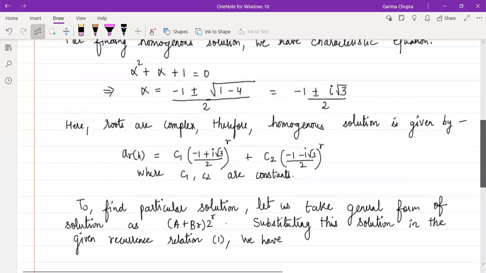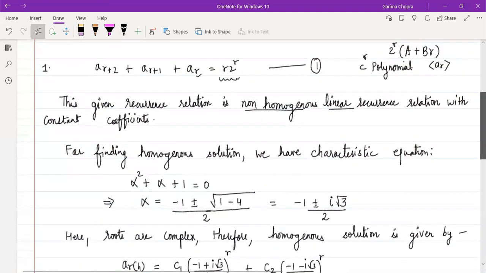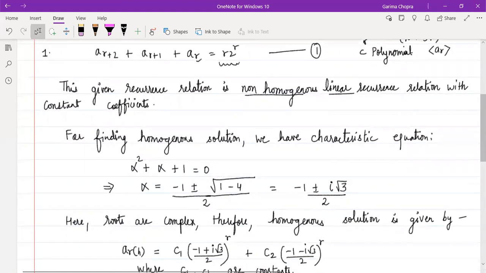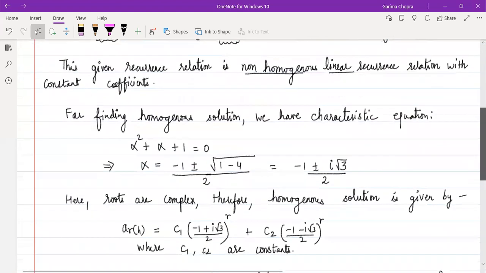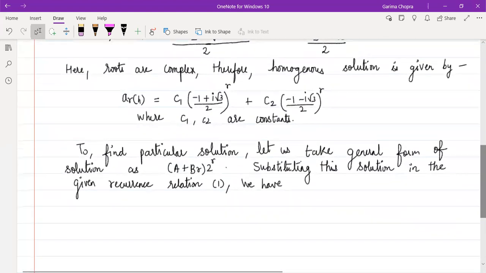the recurrence relation is here a r plus 2, the r plus 2th term of the sequence, and then we have a r plus 1, and then we have a r, and on the right hand side we have r 2 raised to power r. Let us substitute in this equation 1.